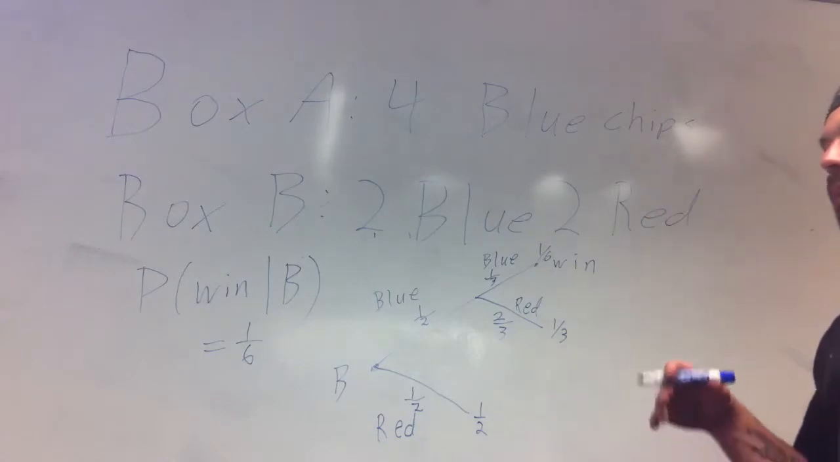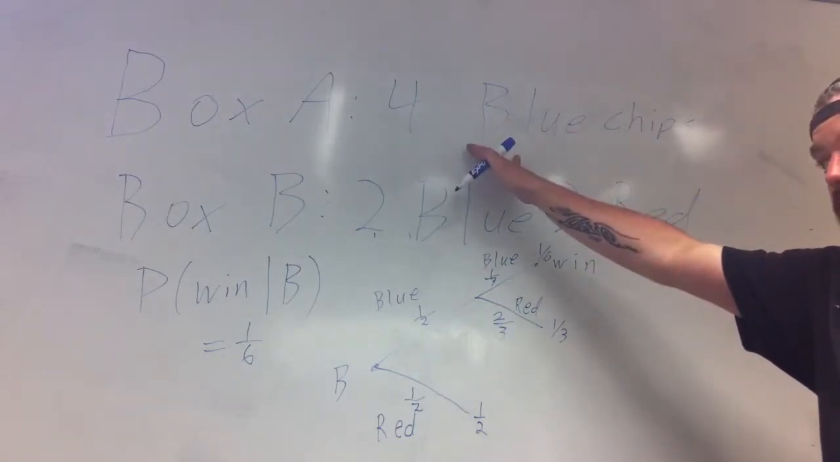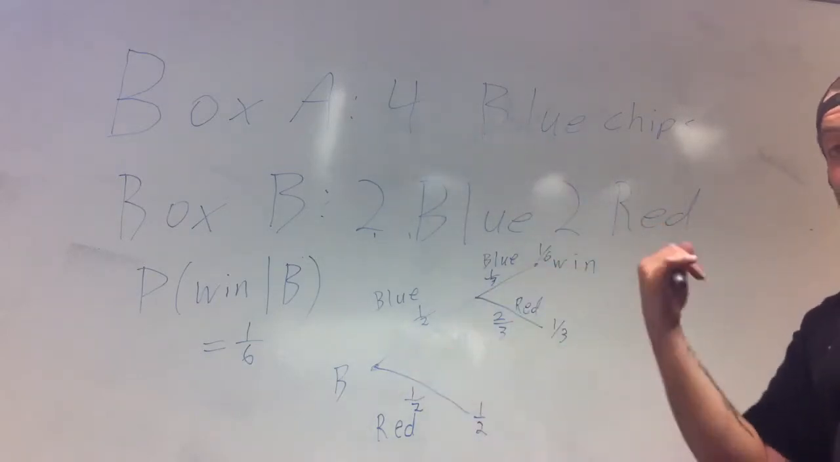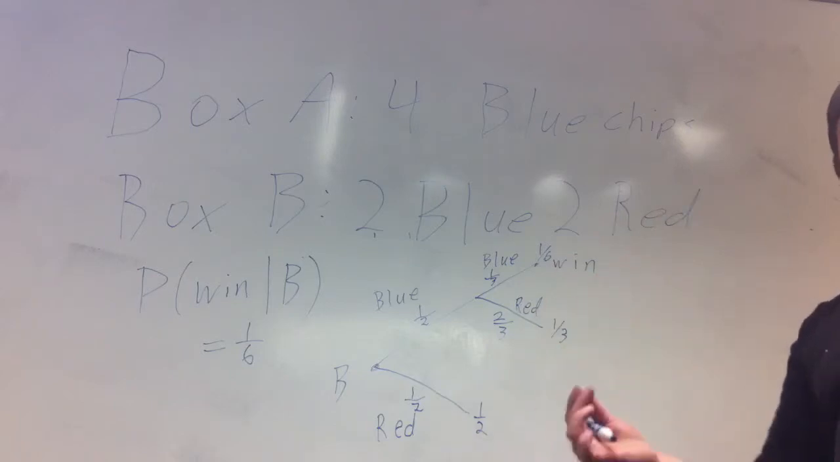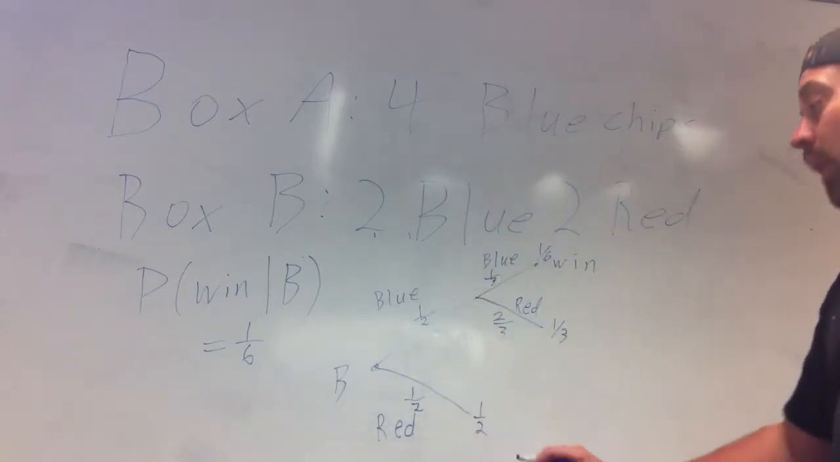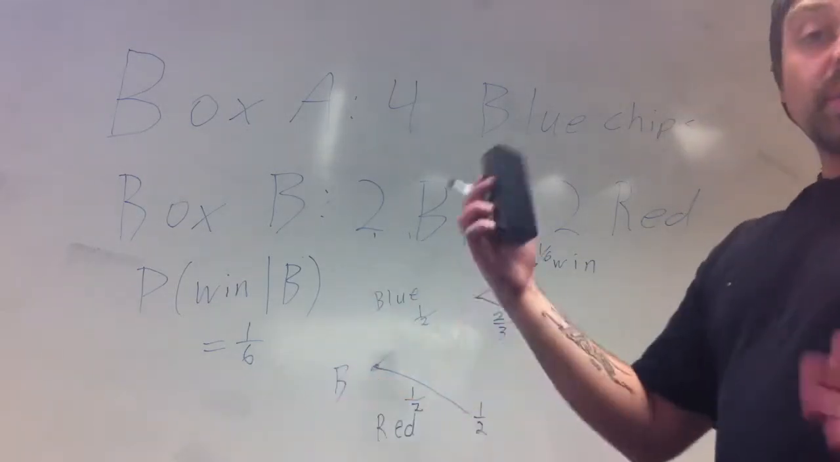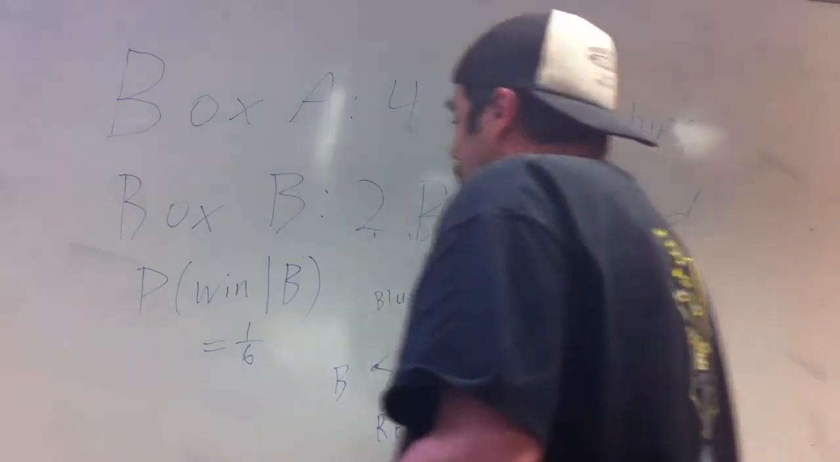And remember that the probability of winning given box A is 1. So which box you get and whether you're going to win or not are definitely not independent. So now let's build the whole tree. What's the whole tree for the game? Well, before we can start with what we're going to pick, we have to start with which box we're going to pick before we can talk about the chips.